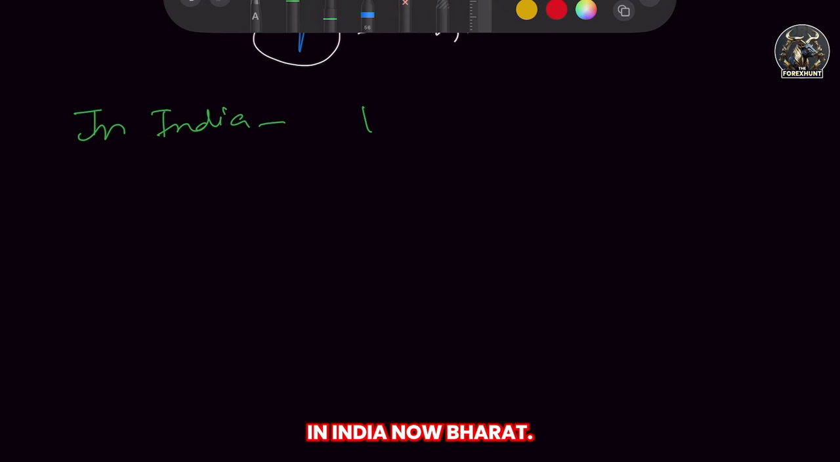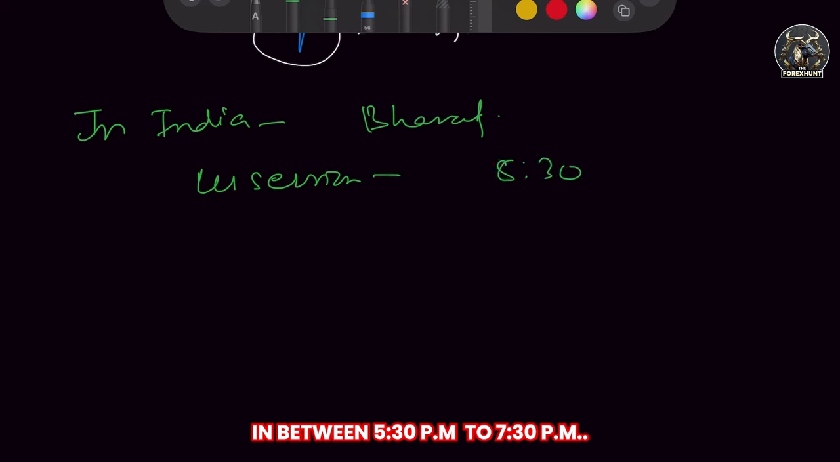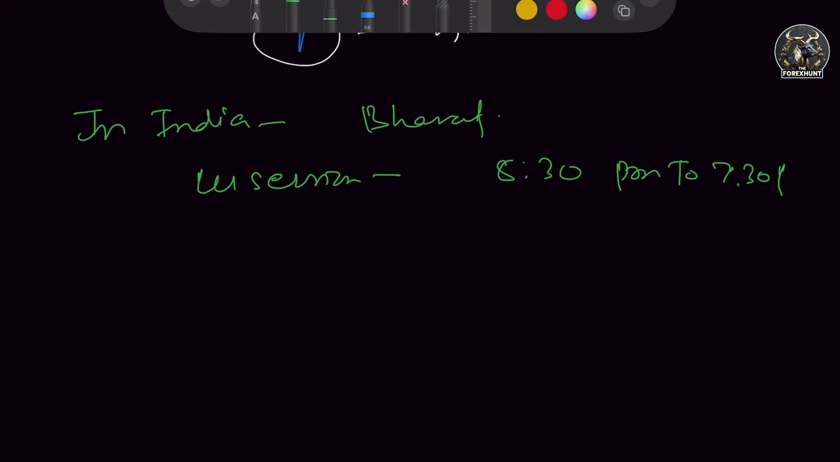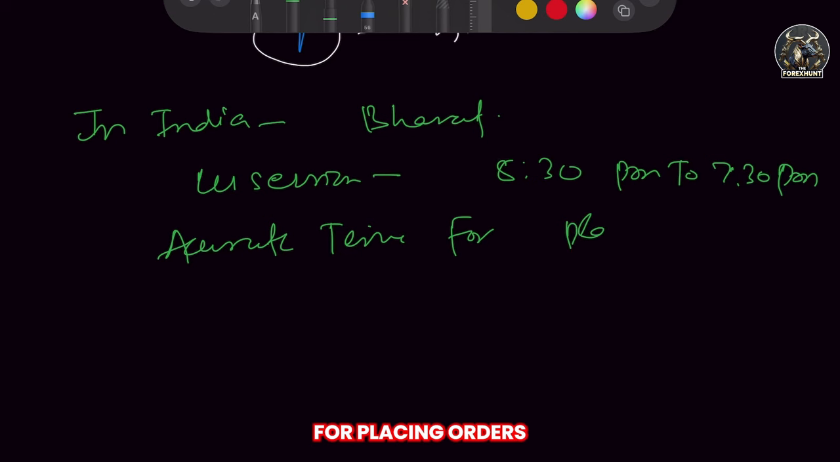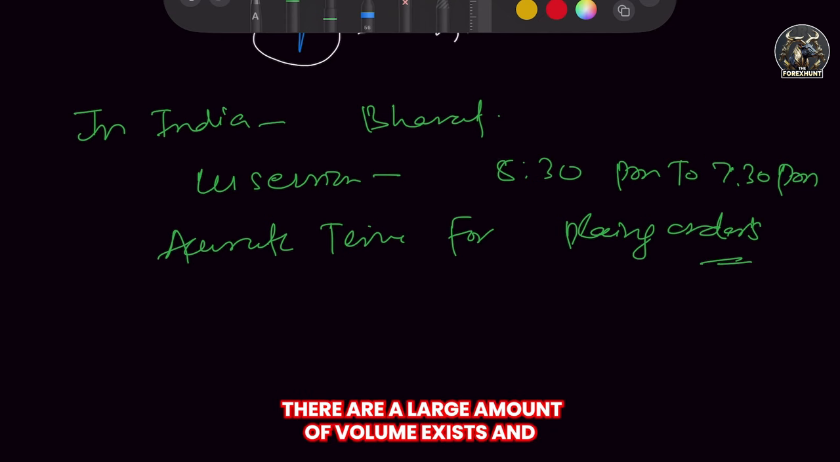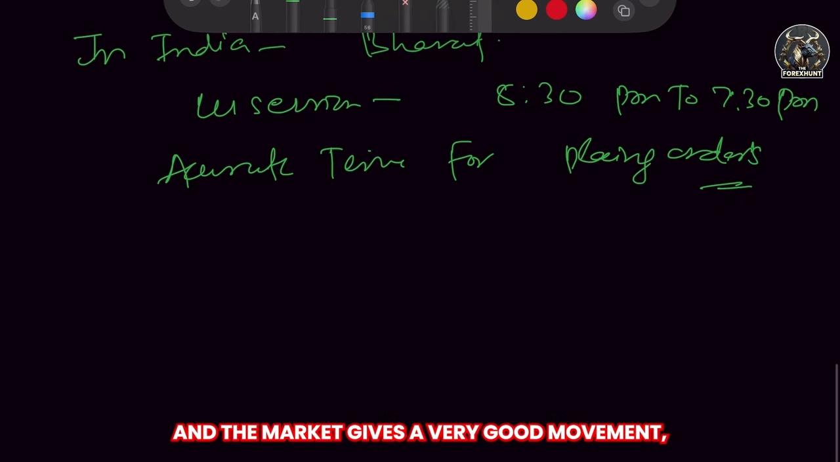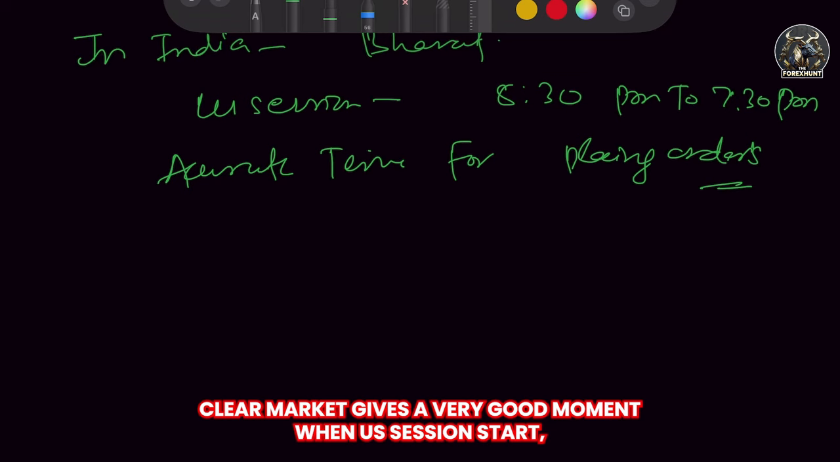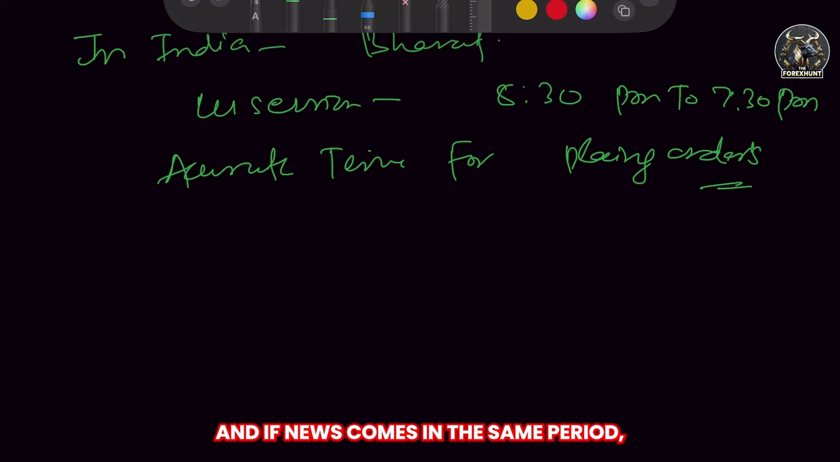US session in India now, Bharat, is between 5:30 p.m. to 7:30 p.m. This is the most accurate time for placing orders. Clear? In this time particularly there is a large amount of volume, and maybe some news comes that causes the volume to uphold, and the market gives a very good movement. Clear? Market gives a very good movement when the US session starts, and if news comes in the same period, it will give a boost to your orders.